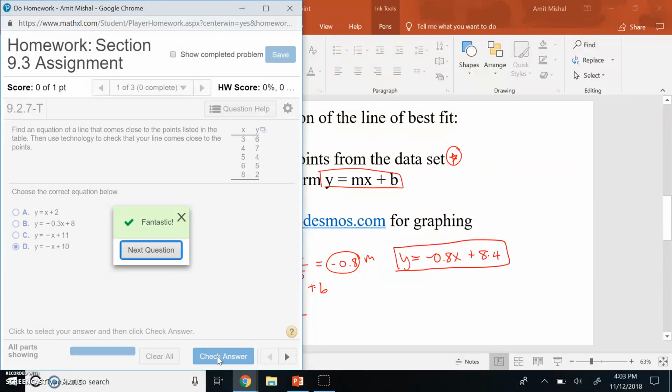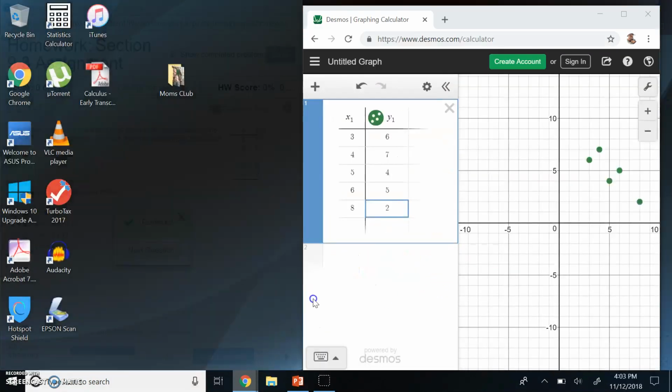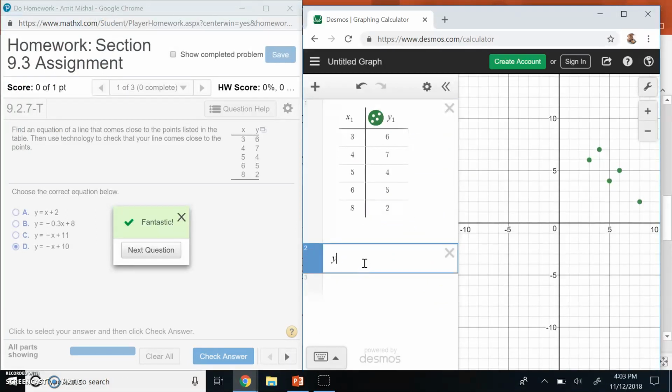Okay. And then it says use technology to check that your line comes closest to the points. So I'm going to graph the line negative 0.8x + 8.4. The way we do that is we go back to Desmos and you just press y = negative 0.8x + 8.4. Okay, and as we can see, this line is not actually going to go through these points. So that means we have to use the line that was given here, which is negative x + 10. And now negative x + 10, that does go through these points.